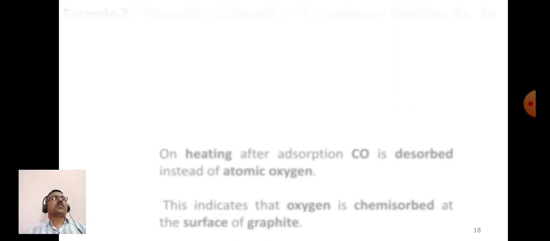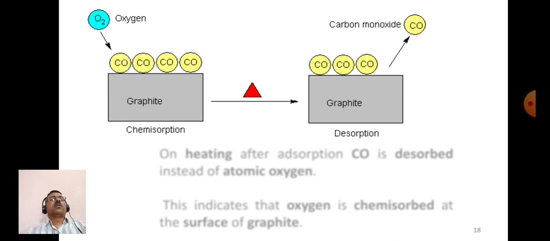And when this adsorbed carbon monoxide is present at the surface of graphite, and heat is given to the surface of this graphite, then the adsorbed carbon monoxide molecules are removed from this surface. So this is called desorption. It means during adsorption, oxygen combines with the carbon and forms carbon monoxide, and during desorption there is a removal of carbon monoxide.